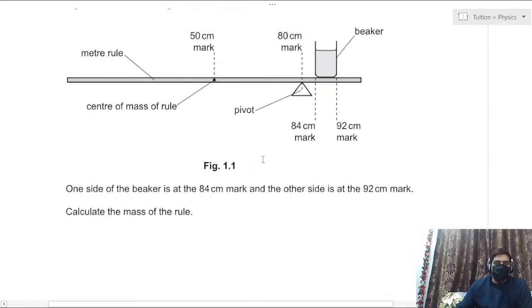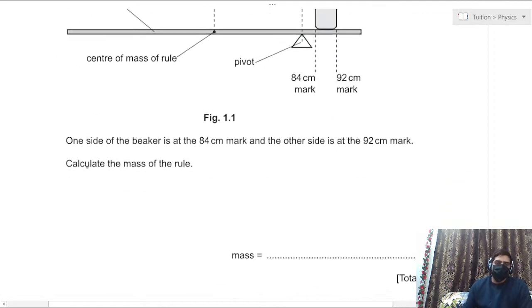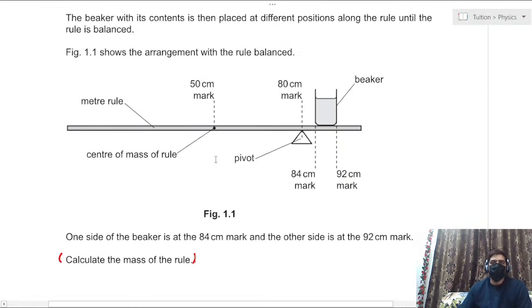We need to find the mass of the meter rule. The question is: calculate the mass of the meter rule. This is what needs to be calculated. Well, first of all, the question is worth 3 marks, and there are a lot of things that you need to consider here before you get to the right answer. First of all, the mass of the meter rule will exert force downward at this point, which we call weight. So the mass of the meter rule would also be at this point. You can call it m1.